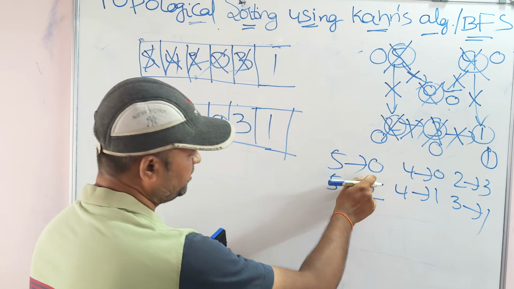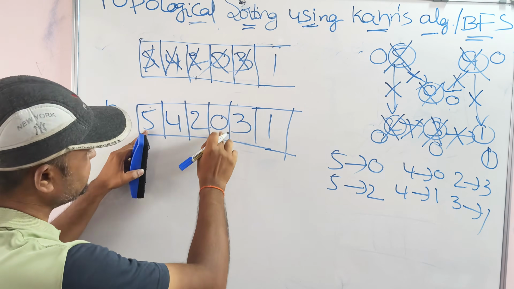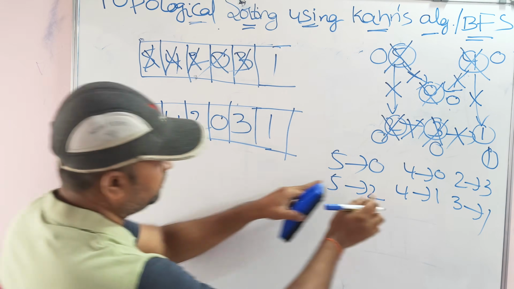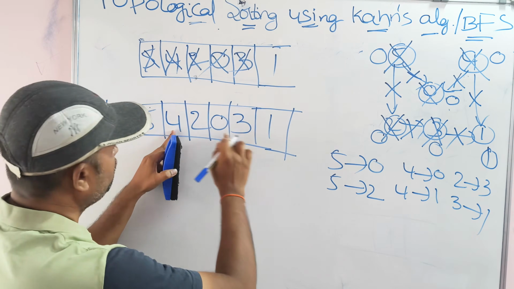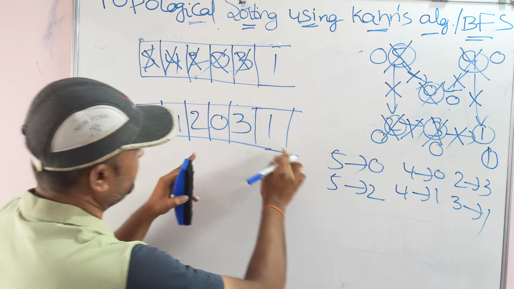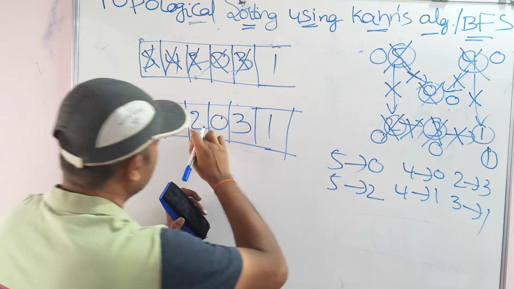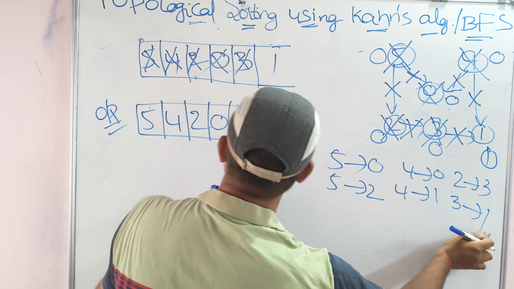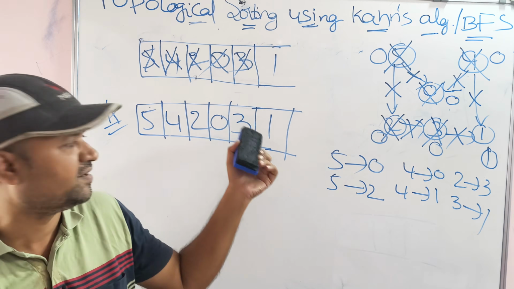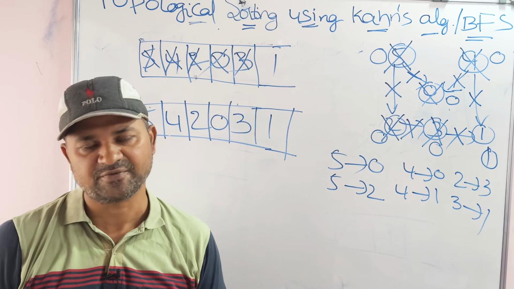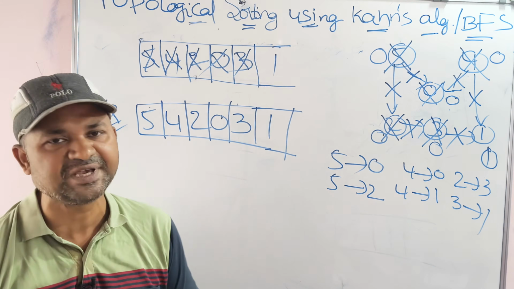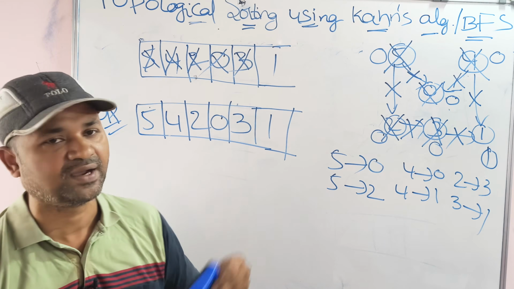Let's check 5 to 0. Here 5 appears before 0. 5 to 2, 5 appears before 2. 4 to 0, 4 appears before 0. 4 to 1, 4 appears before 1. 2 to 3, 2 appears before 3. 3 to 1, 3 appears before 1. So likewise we may have different outputs for the same graph. So this is about topological sorting using Kahn's algorithm or BFS.